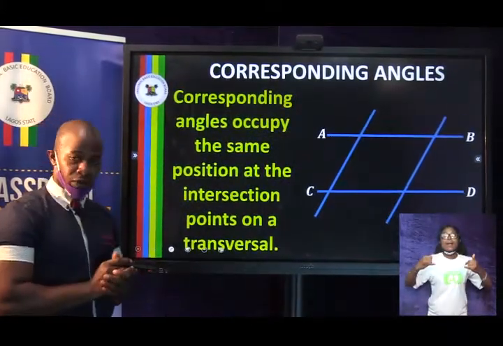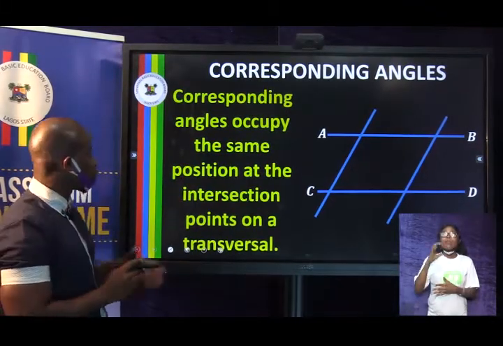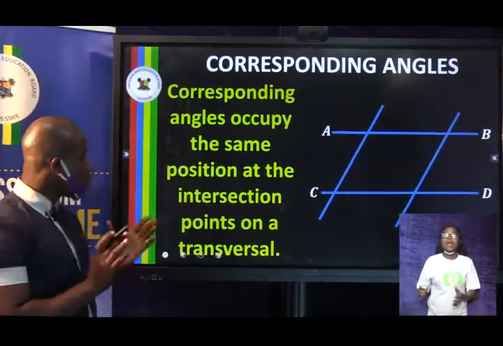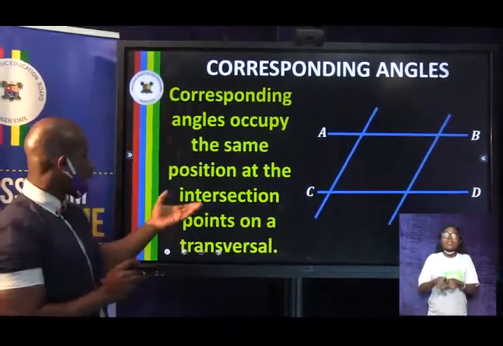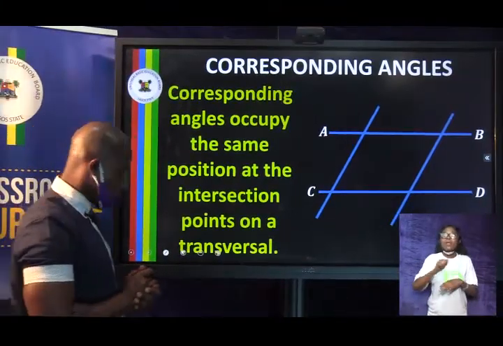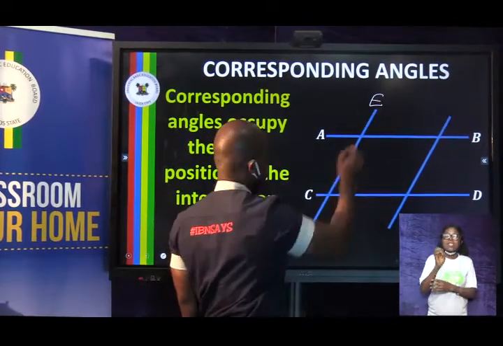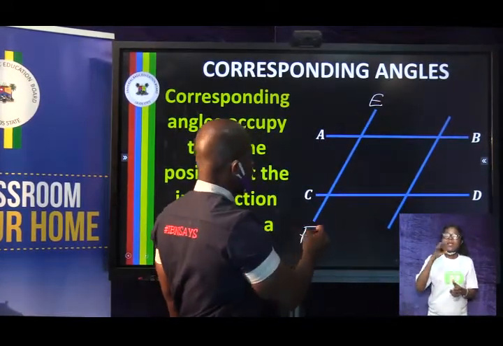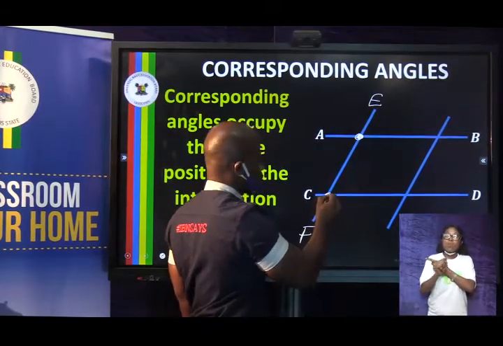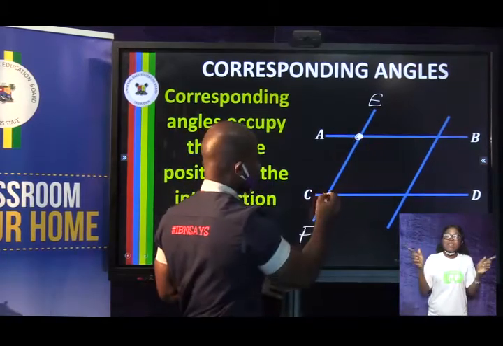Corresponding angles are the first ones that we will study. What are corresponding angles? Corresponding angles are angles that occupy the same position at the intersection points on a transversal. What are we talking about? This is a transversal. Let's call this E and F. It intersects here at this point. That means there is a junction. They meet at this point and at this point.